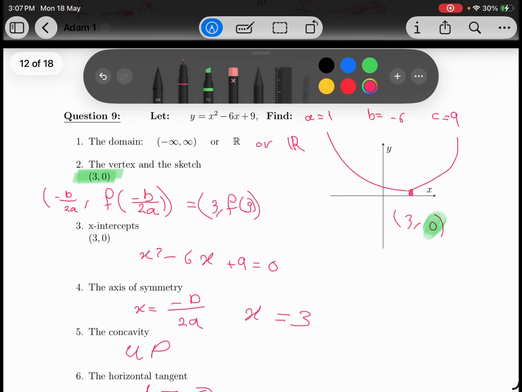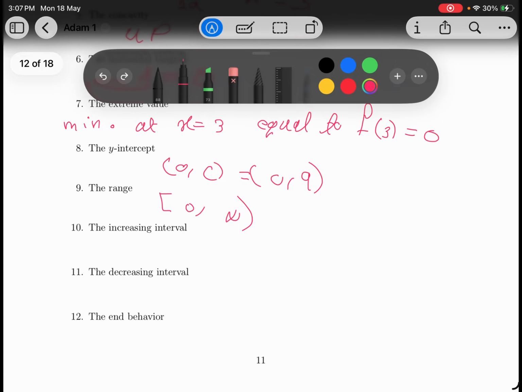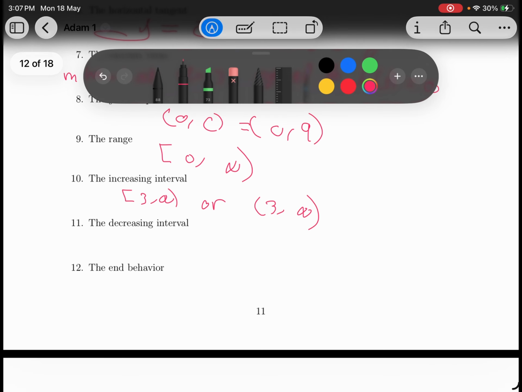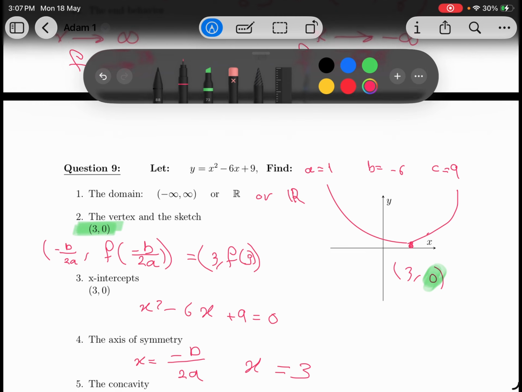And the increasing interval. It's obvious this portion here, this half, is increasing, and increasing not from 0 but from 3. So the increasing journey started from 3 to infinity, or open interval 3 to infinity, like that, and decreasing on the complementary, so from minus infinity to 3 closed, or from minus infinity to 3 open. Both are fine, both are correct. The end behavior, so it's like this creature with two tails, and these two tails shooting up.